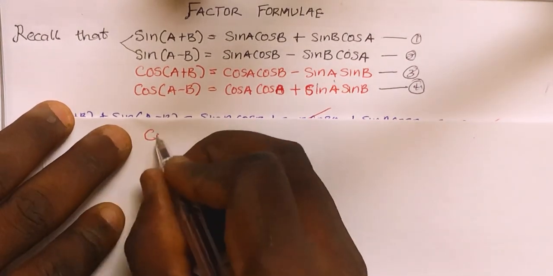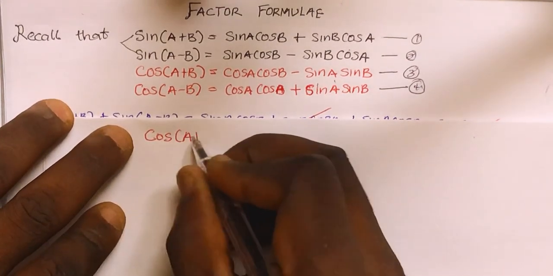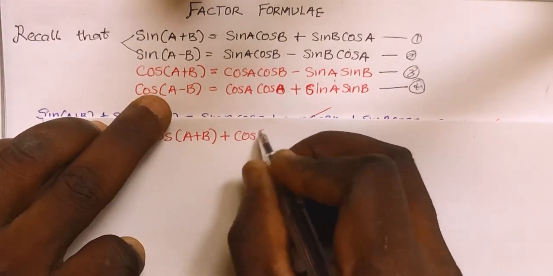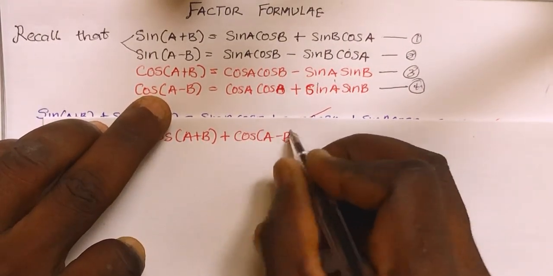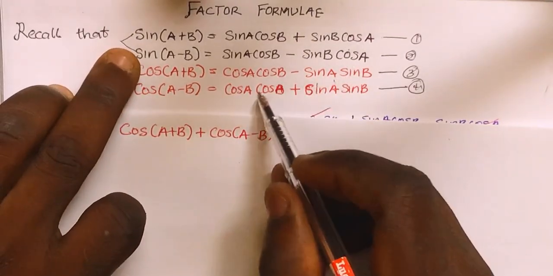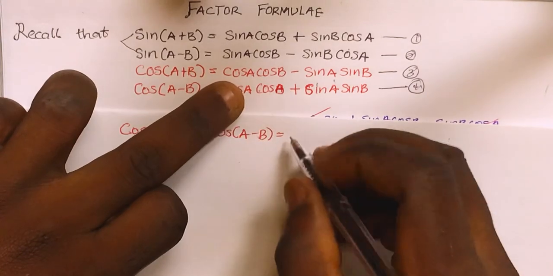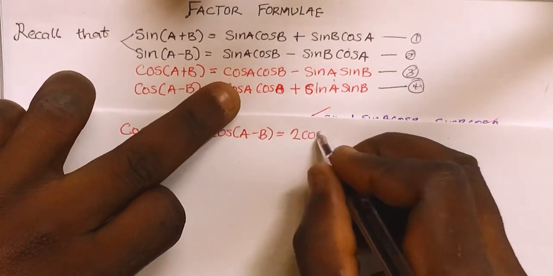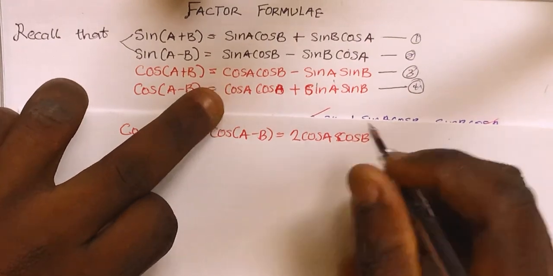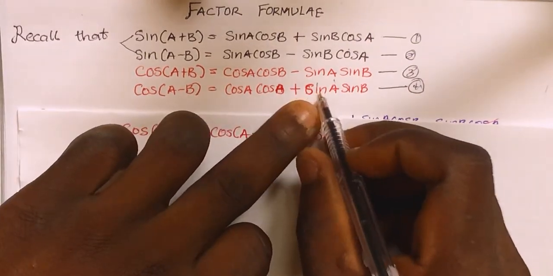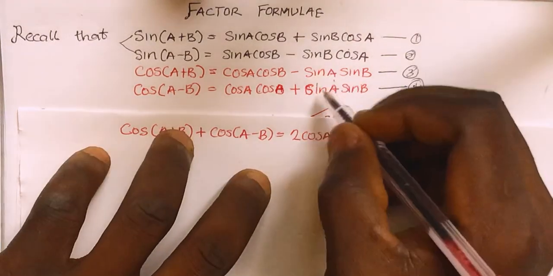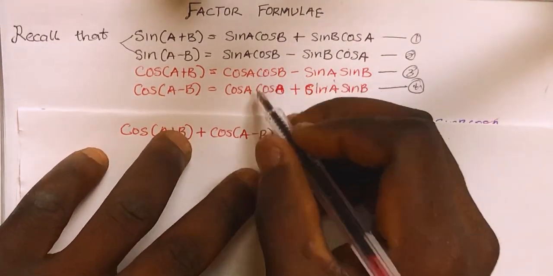Similarly, for equations 3 and 4, you have cos (A plus B), right? Add this first, plus cos (A minus B) equals what? Look at this. If we add this and this, they will cancel out. Then you are going to end up having 2 cos A cos B, because this and this will cancel out. Then you have this and this.